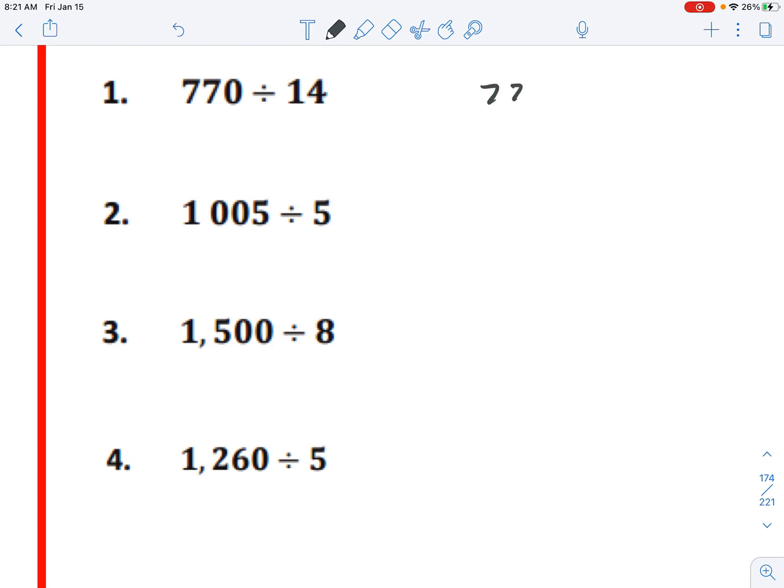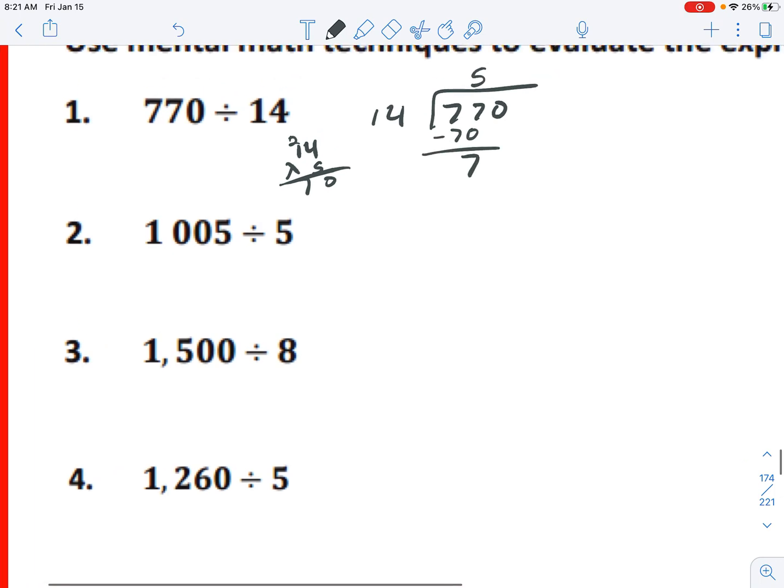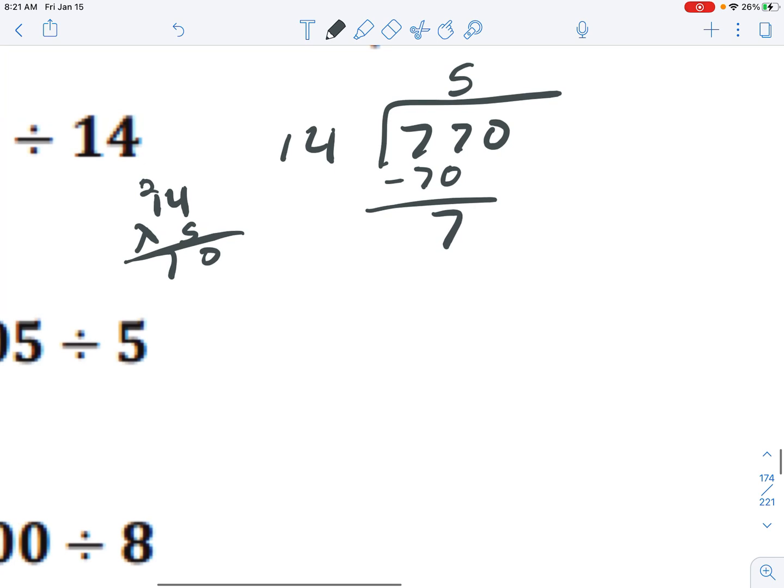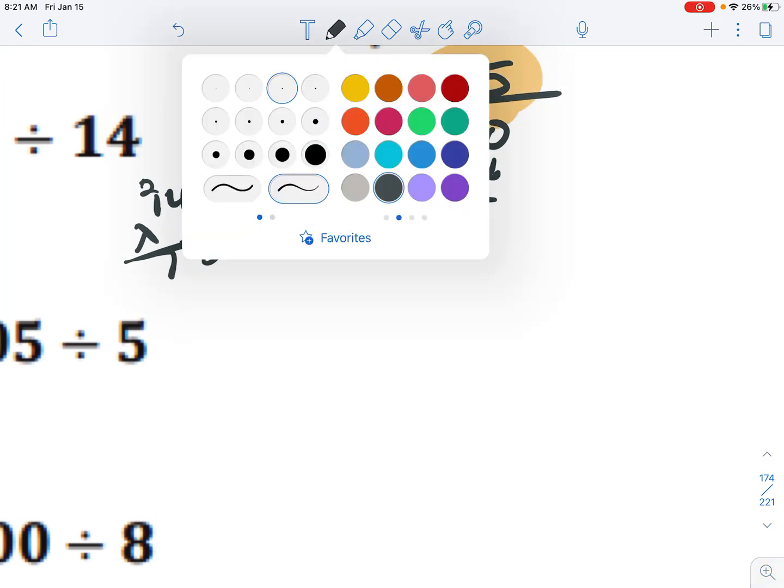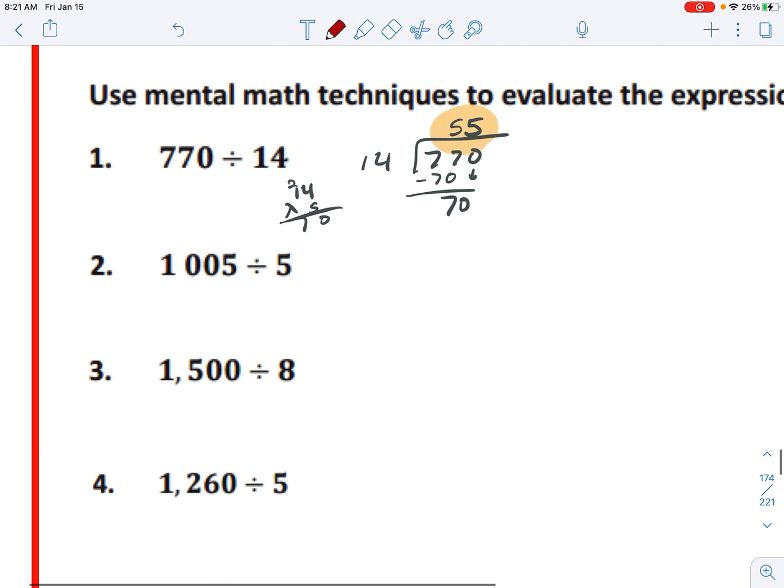Number 1 is 770 divided by 14. 14 is going to go into 77 5 times, and that is going to be 70. When I subtract this, I get 7. And then I bring down the next number, which is a 0, making 70, and look at that. It's going to go into 70 again 5 times, so my answer comes out to 55.